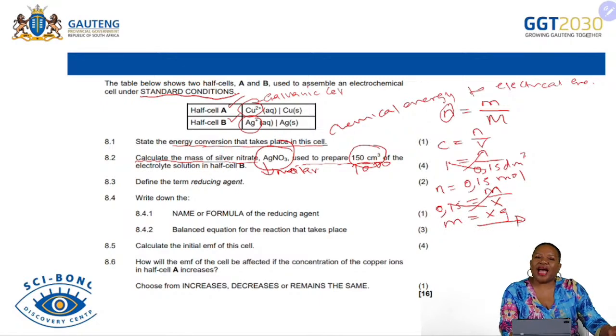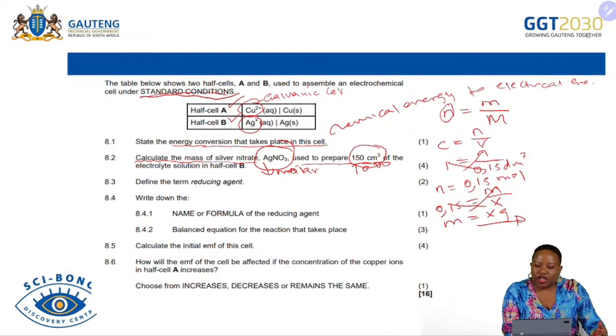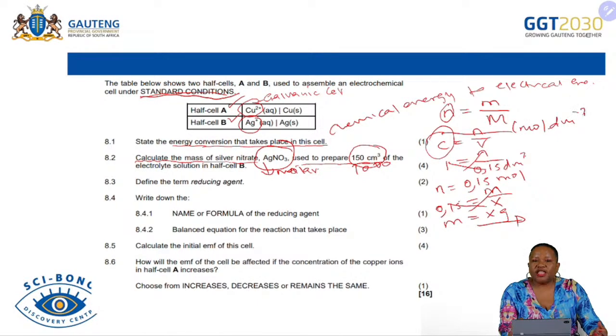But what was the hiding information that the examiner was giving us for us to calculate? It is this standard condition that was providing us the concentration, which is 1 mole per decimeter cube, because this is the condition that these cells will operate on. Define the term reducing agent.